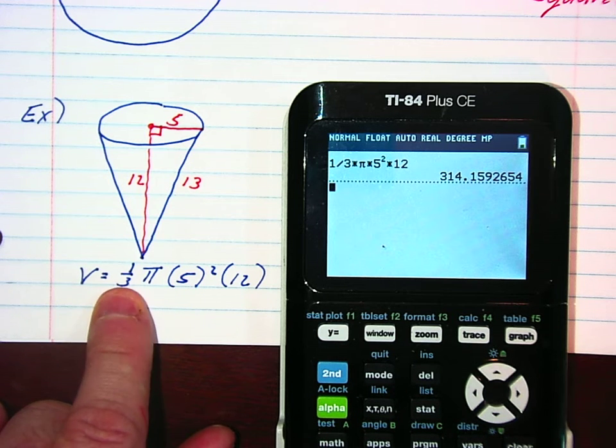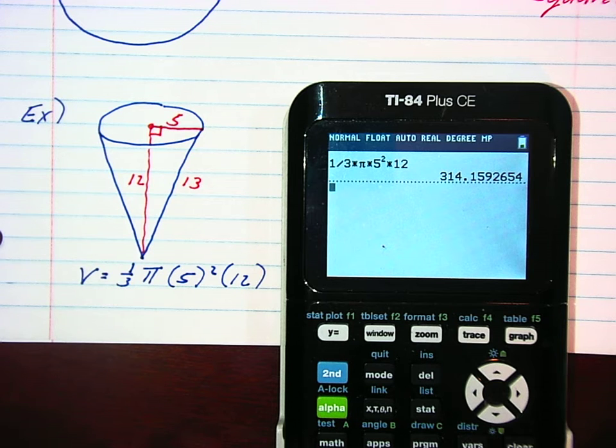If you want to put the 1/3 in parentheses, I know some people do that, so they do this, parentheses, 1/3, end parentheses, and then the same thing, times pi times 5 squared times 12. You see, you still get the same exact answer.